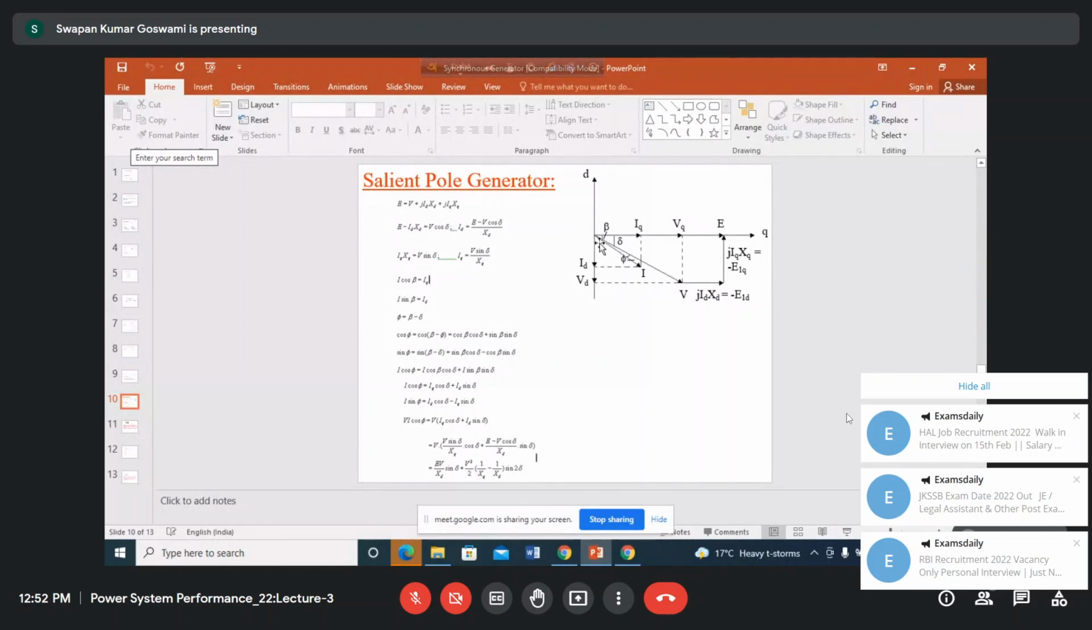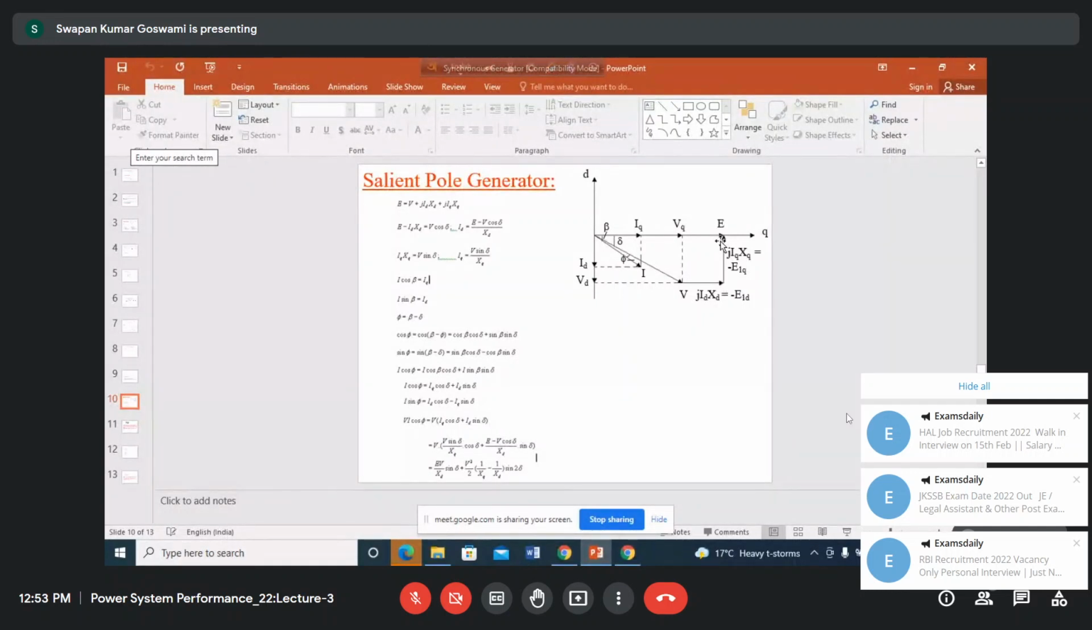Okay, so this is V, the terminal voltage, plus JID XD. JID is 90 degrees with ID, that's why JID XD is the drop along the direct axis. Then JIQ XQ means the drop along the quadrature axis, due to the quadrature axis reactance. This JIQ is 90 degrees with IQ. So E is written as V plus JID XD plus JIQ XQ.